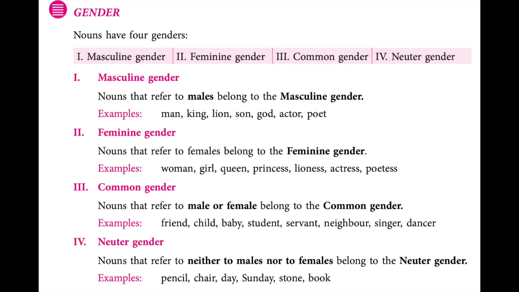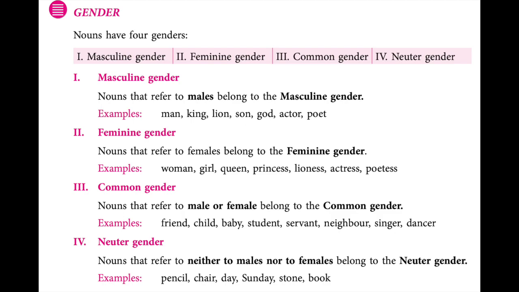And feminine gender: the nouns which refer to females are known as feminine gender. For example, woman, girl, queen, princess. These are all examples of feminine gender. Next is common gender. Common gender nouns are those that refer to both male or female. For example, teacher. Teacher can be a male or a female. Baby can be a male or a female. Student can be a male or a female. Other examples are friend, servant, neighbor, singer, dancer.